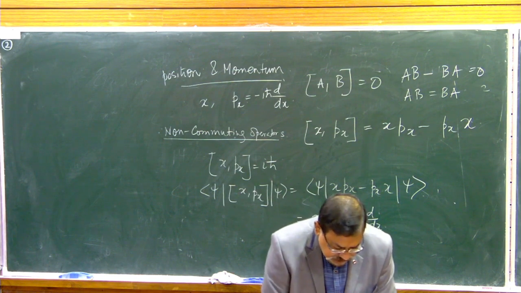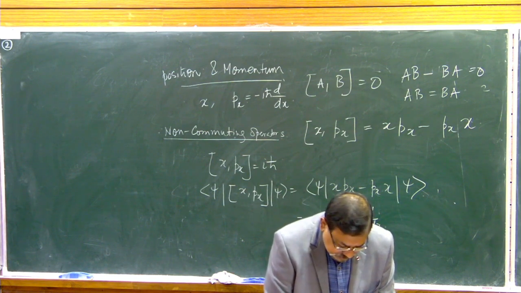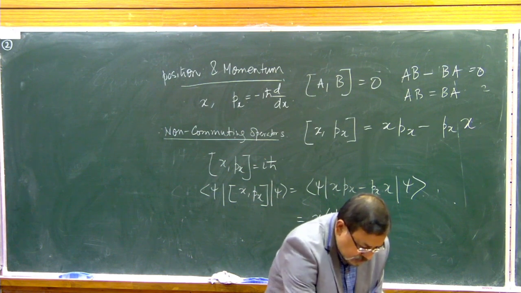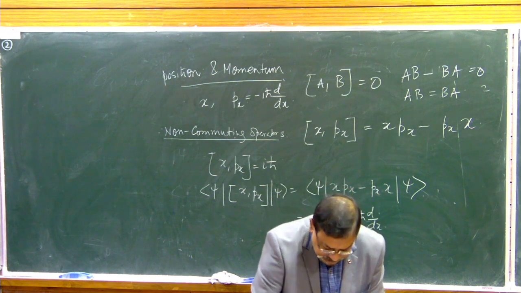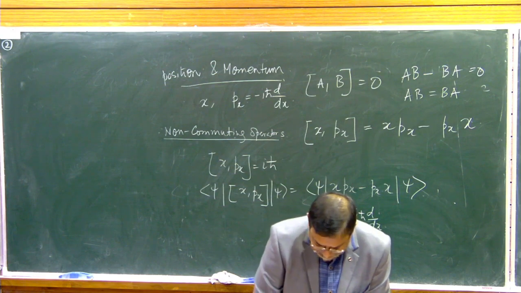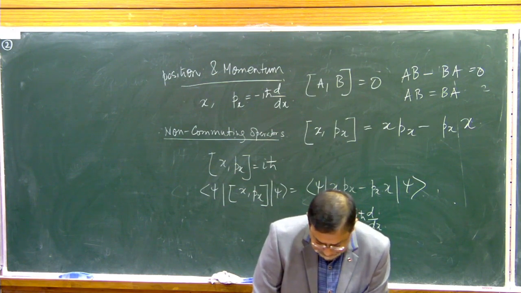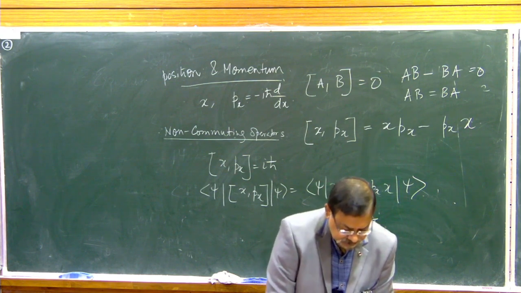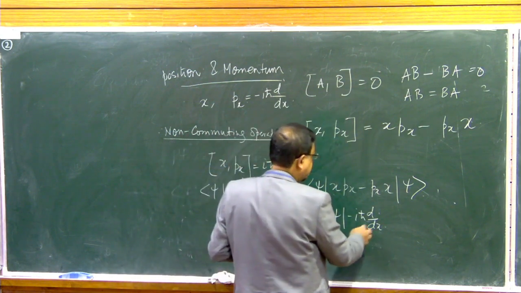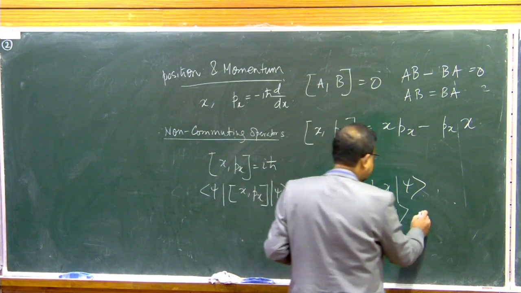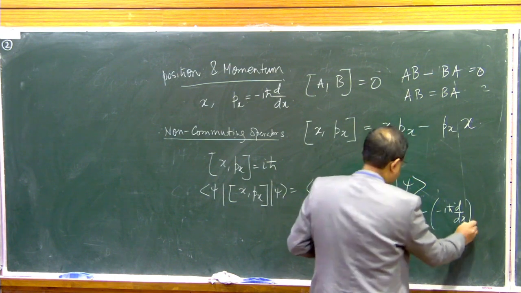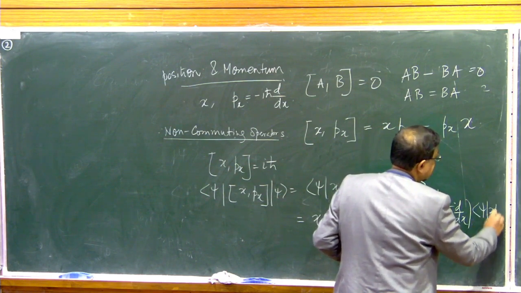Okay, so this is equal to x and p_x, which is equal to this, and a psi, and then it's a minus of minus iħ d/dx, and then a psi, x psi. Okay.